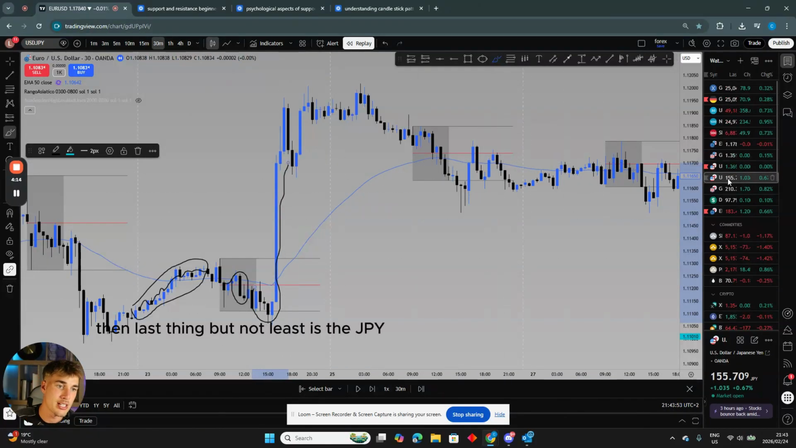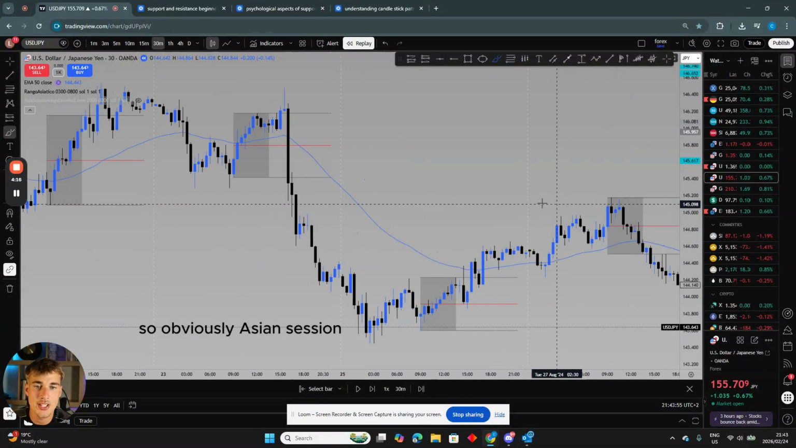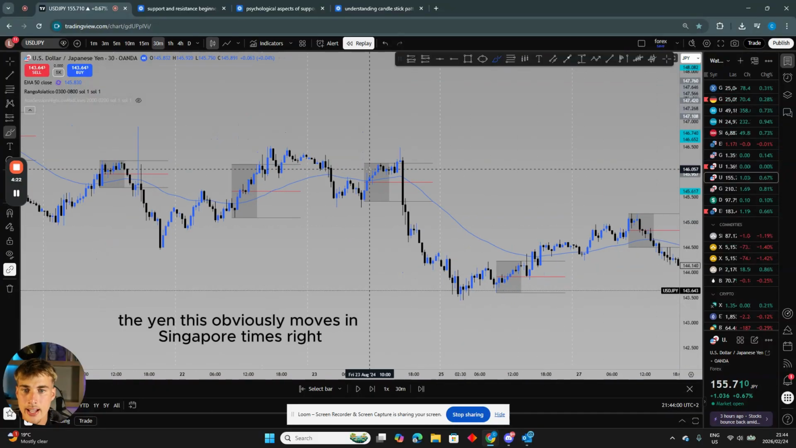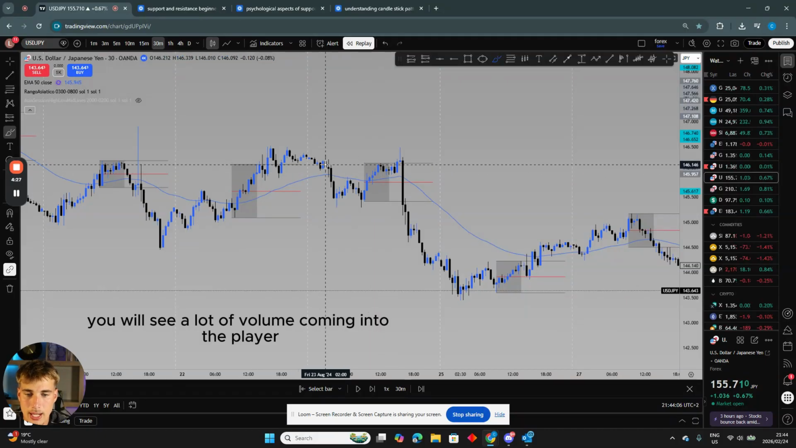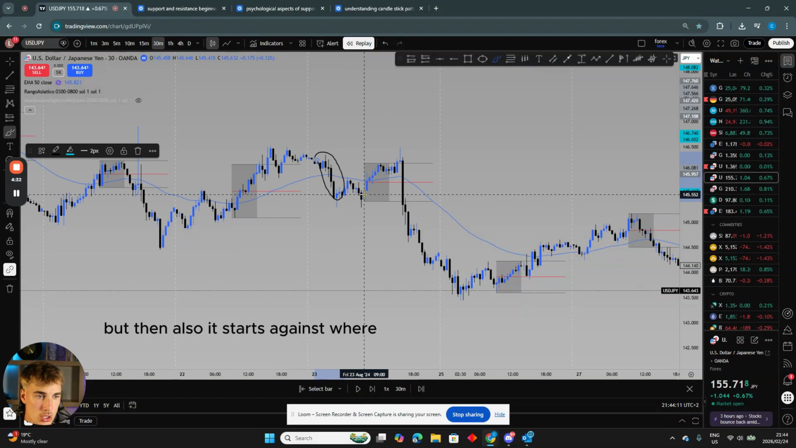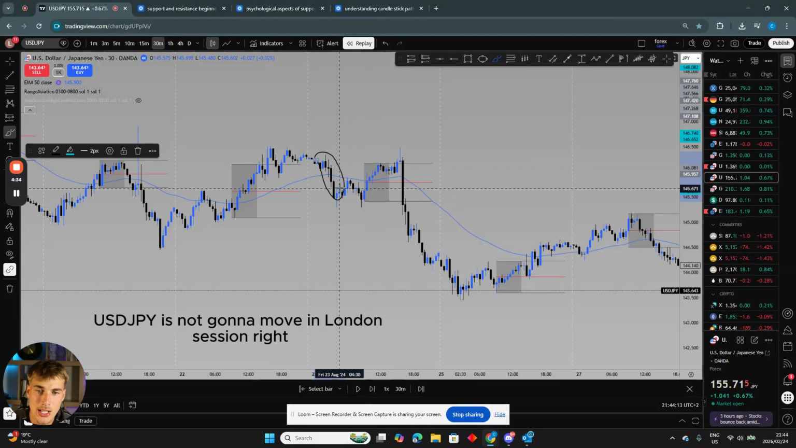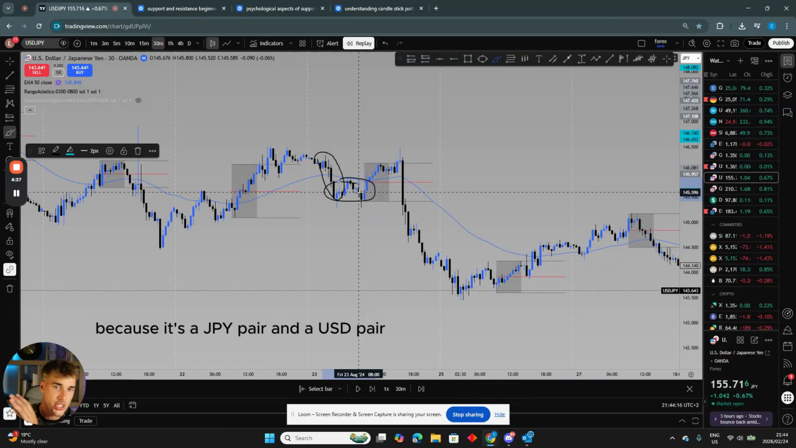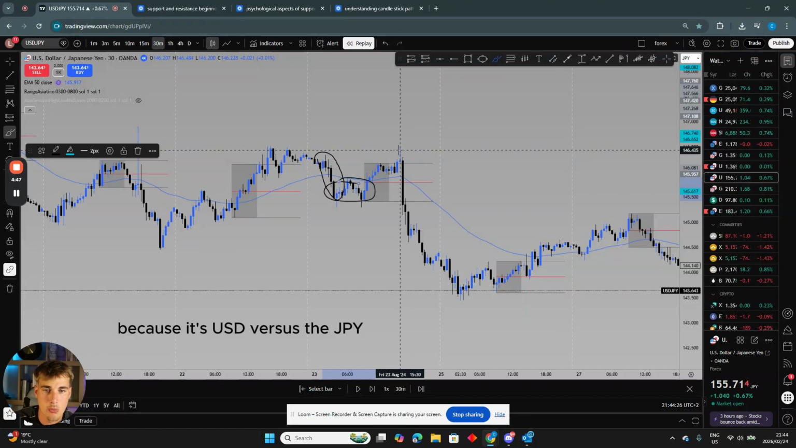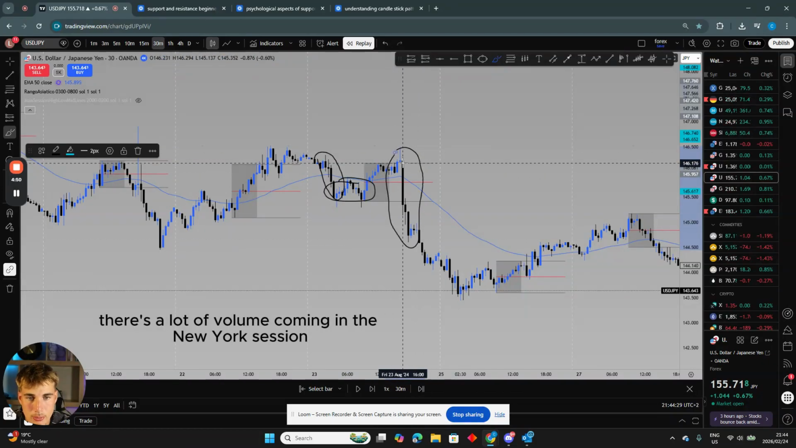Last but not least is the JPY. Obviously in Asian session, this is the Japanese yen, which moves in Asian time. So in Asian session, you'll see a lot of volume coming in. Early morning, we can see there's volume coming into the yen. But USD JPY is not going to move much in London session, because it's a JPY pair and a USD pair. So Asian session and New York session, and it moves in New York session because it's USD versus the JPY. We can clearly see there's a lot of volume coming in New York session because of the dollar.